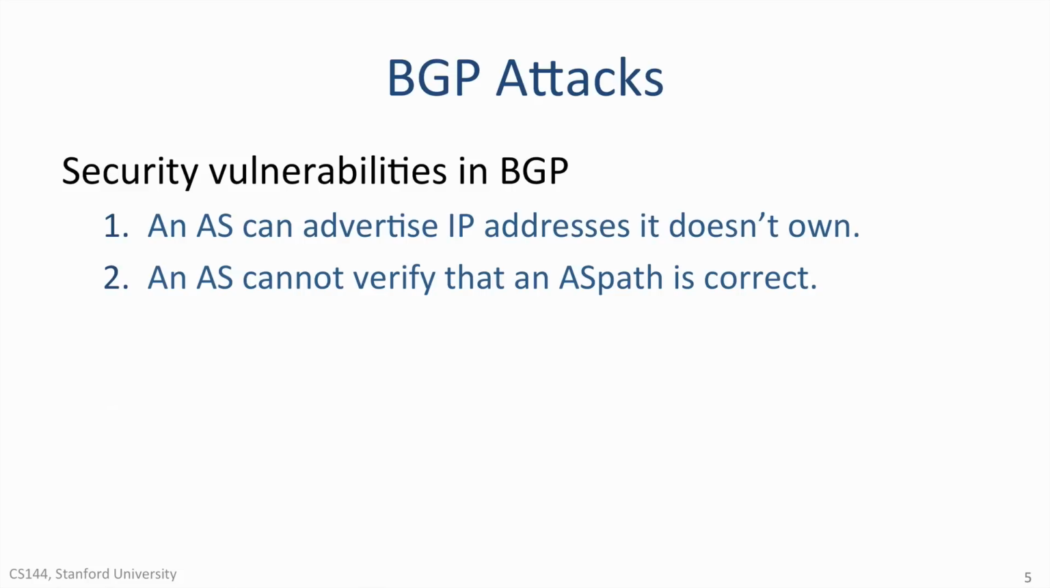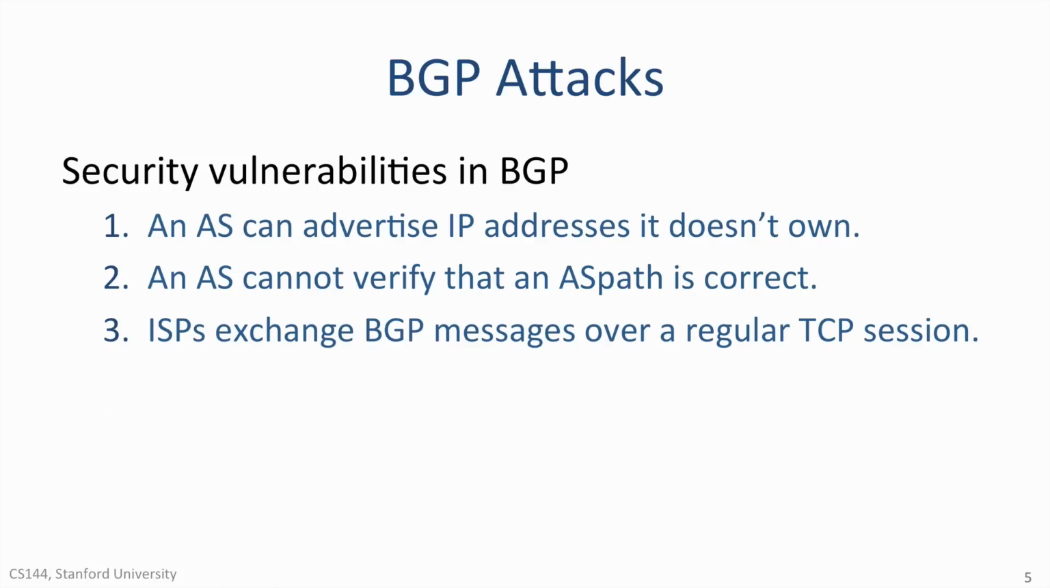There is no way for a BGP router to know if the sequence of ASs leading to an advertised prefix actually leads to the correct destination or not. ISPs exchange BGP messages over a regular TCP session. If an attacker is able to take over the TCP session or inject packets into the session undetected, then it can cause incorrect AS paths to be advertised and can hijack portions of the address space.